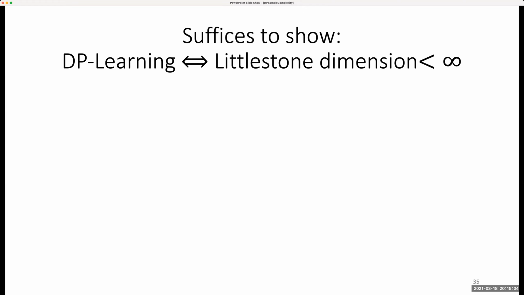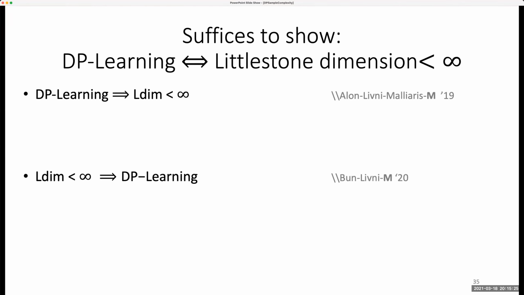Okay, so remember that our goal is to show that differentially private learning is equivalent to online learning. So with this result in hand, we can just prove that differentially private learning occurs if and only if we have a finite Littlestone dimension. There are two directions to this equivalence. The first direction is that if a class is differentially private learnable, then it has a finite Littlestone dimension. This was proven with Noga, Roi, and Maryanthe. The other direction is that if the Littlestone dimension is finite, then the class is differentially private learnable. Let me tell you that in the first direction, there is no component of online learning, but the second direction uses online learning tools. But we will discuss this.